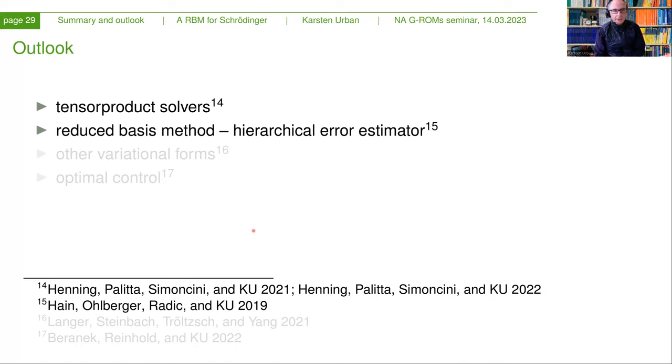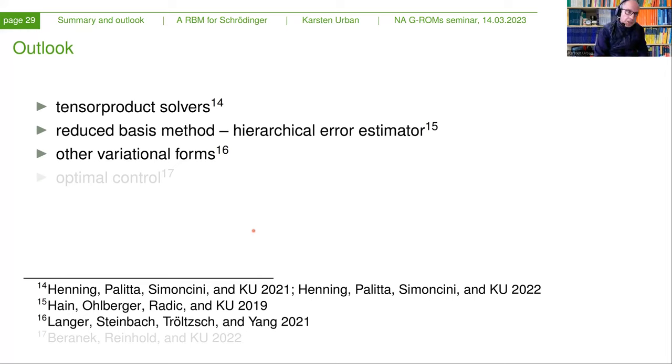Then the reduced basis method, since you have seen that the trial, the test space is somehow delicate. It's not always clear whether or not the residual is decomposable with respect to parameter and primitive variable. So that's why maybe one would need to use a hierarchical error estimator. However, there's also recent work by Olaf Steinbach and others where they looked at other variational forms with fractional orders of differentiation, where there is at least a hope after what we discussed last week in Oberwolfach with Olaf that then the residual would be decomposable, but this is more speculation right now.